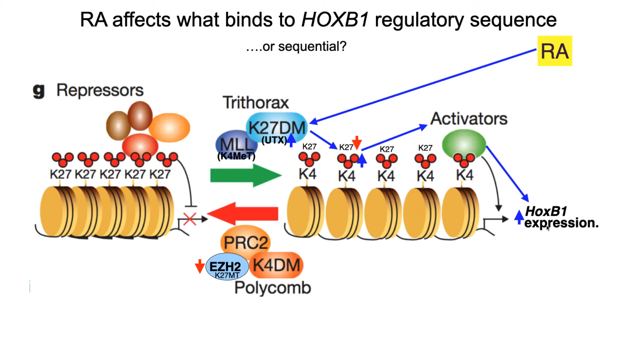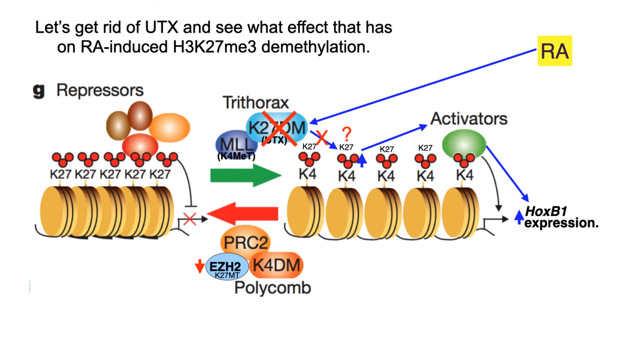And so now we can start making some predictions based on this particular model. And the authors do this. They say, well, if it is sequential, then if we get rid of, or at least knock down, the amount of UTX within the cells, we should not get as much demethylation, right? The amount of demethylated K27 should go down. We should have more trimethylated K27 because that's what UTX does.